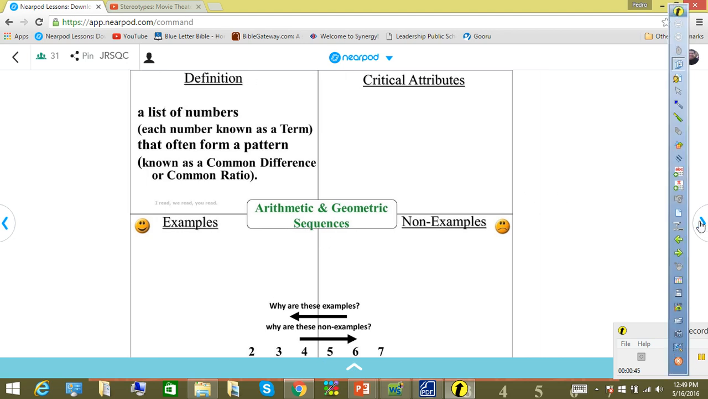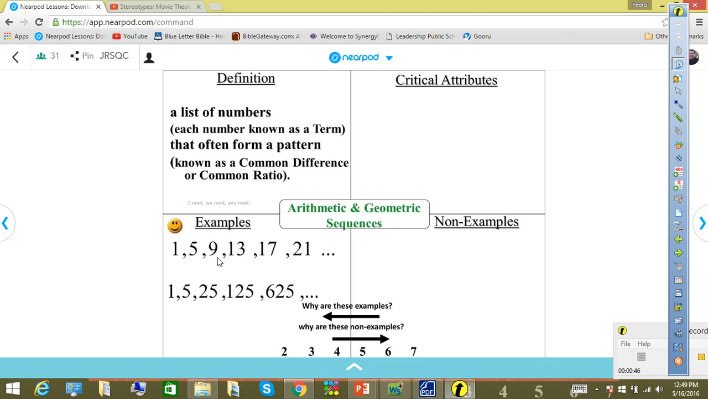Examples. Let me show you some examples. Here's two sets of lists. One of them is 1, 5, 9, 13, 17, 21. The other one is 1, 5, 25, 125, and 625. Copy that, and then we'll go over it.